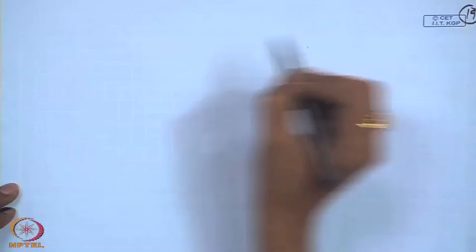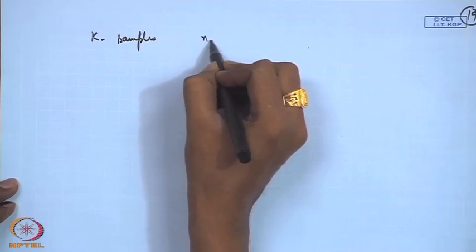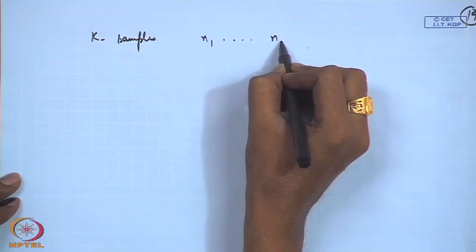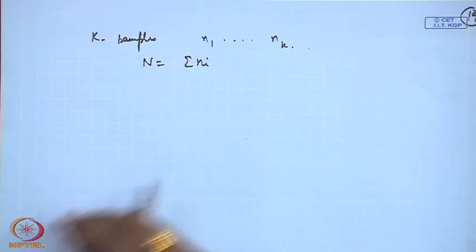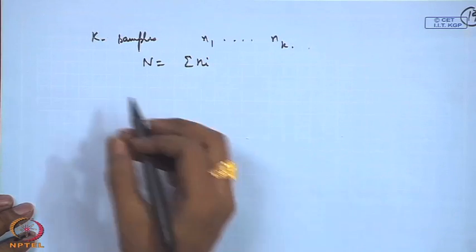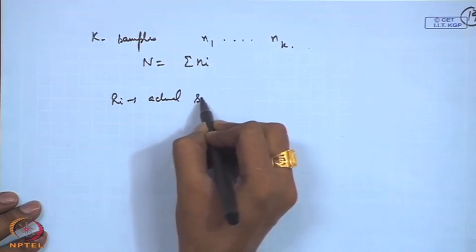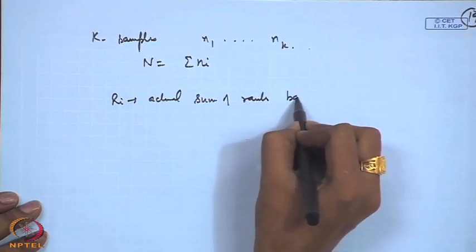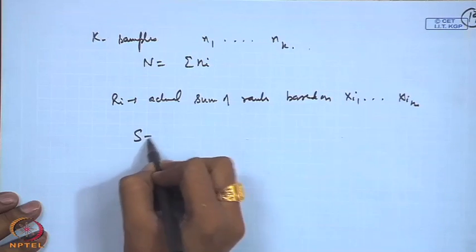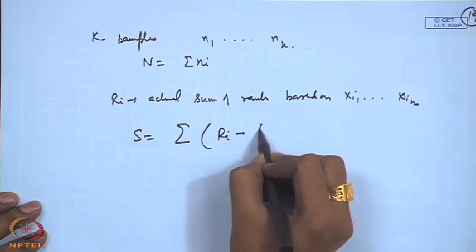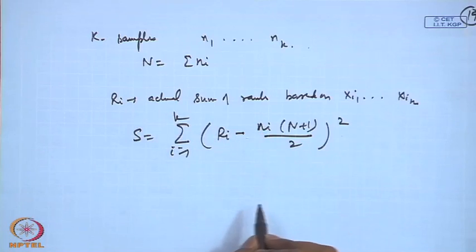Let me just very briefly mention about this one. So, we have k samples, and the sample sizes are n1, n2, ..., nk, and n is equal to sigma ni. We consider all the observations mixed up, and we consider that ri is the actual sum of ranks based on xi1, xi2, ..., xini in the combined sample. Then you define the statistic ri minus ni times (n plus 1) by 2, whole square, i is equal to 1 to k.